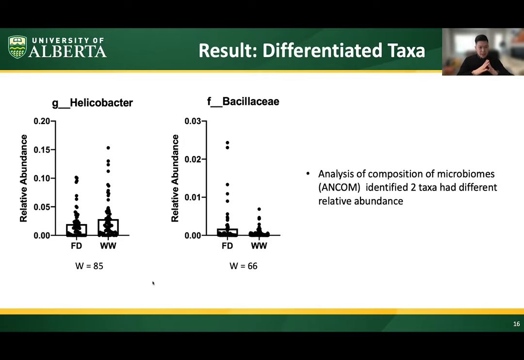Helicobacter is a genus that can be found in wild birds. So far, very little is known about its role in the chicken gut. Some previous studies found that Helicobacter increased in the chicken gut when polysaccharide hydrolase was added to the diet, and it's associated with higher mature body weight. Whereas the bacterial family Bacillaceae are spore-forming bacteria that can survive harsh physical and chemical conditions, so it is not surprising for us to see them being more predominant in the full disinfection group.